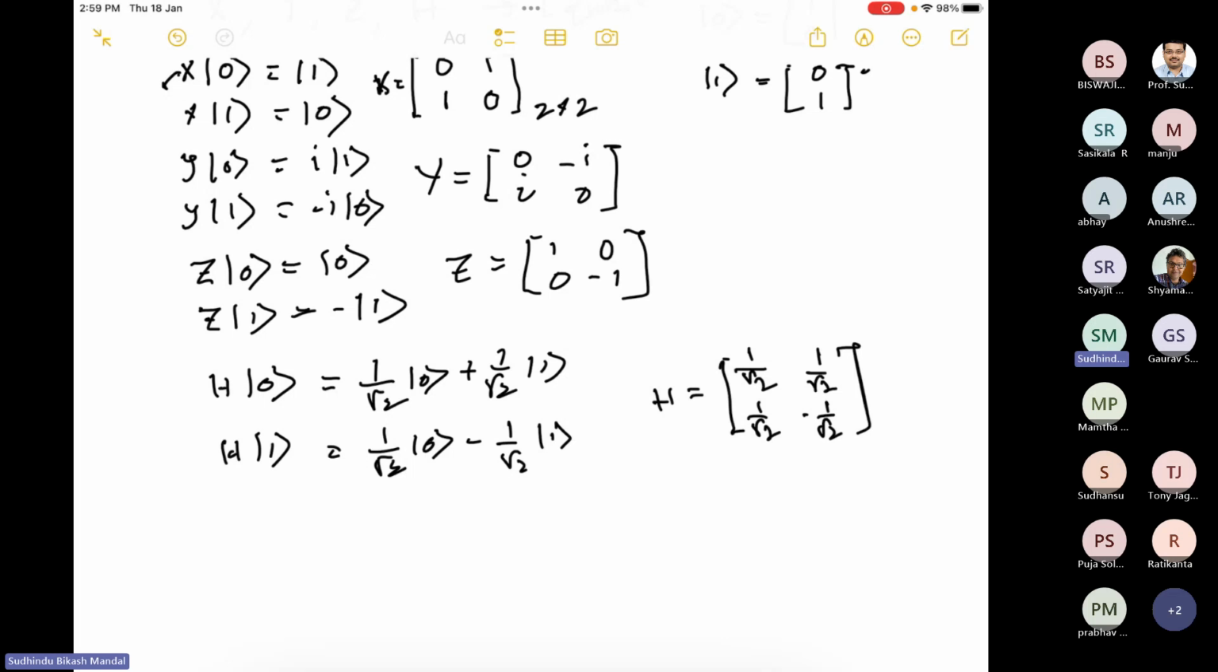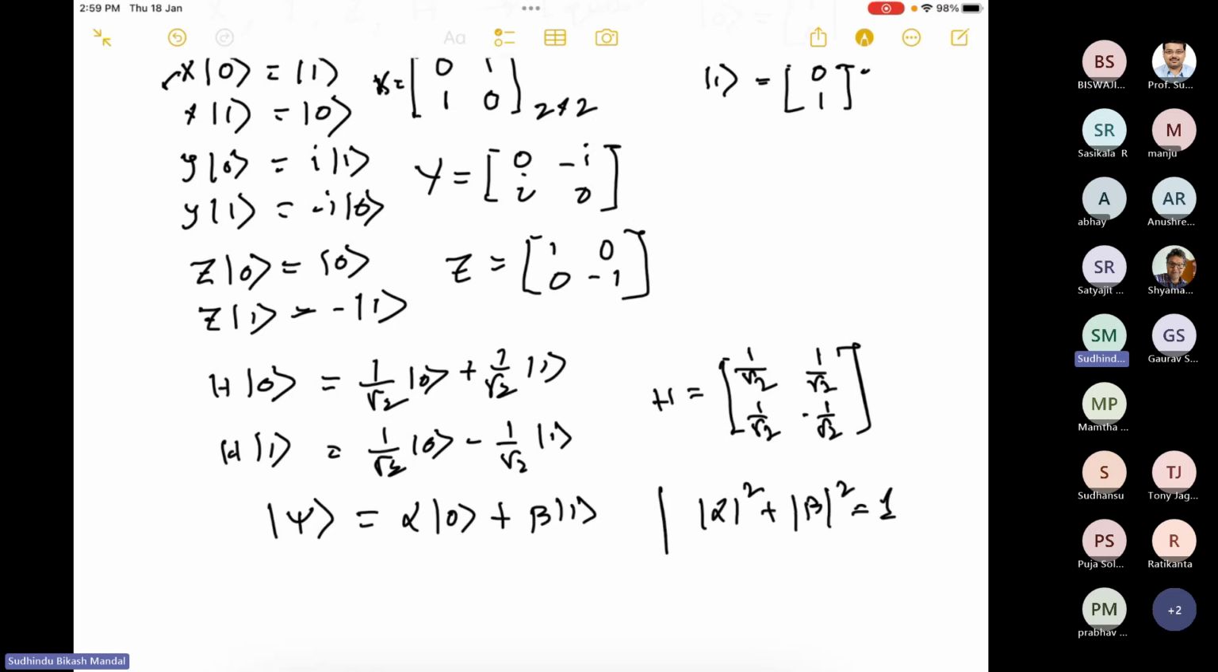Now I want to say another thing. I have already shown in my presentation that there is a psi state, the generalized qubit, and we can represent it as alpha 0 plus beta 1. And there is a condition: mod of alpha squared plus mod of beta squared should be 1. Always this condition should be satisfied in quantum computing. And this is called the norm preserving condition.